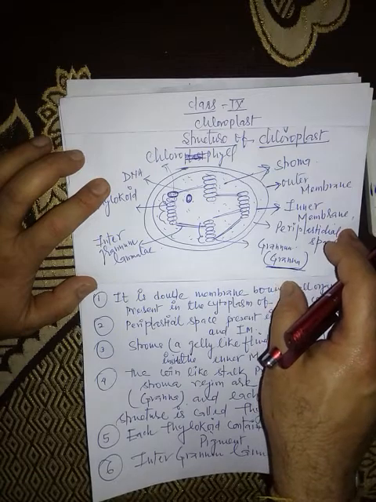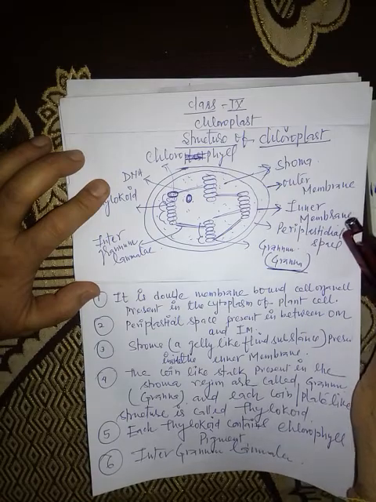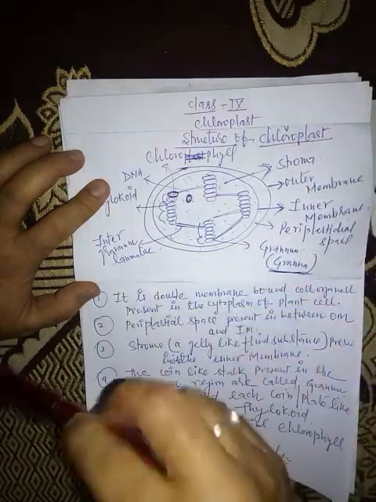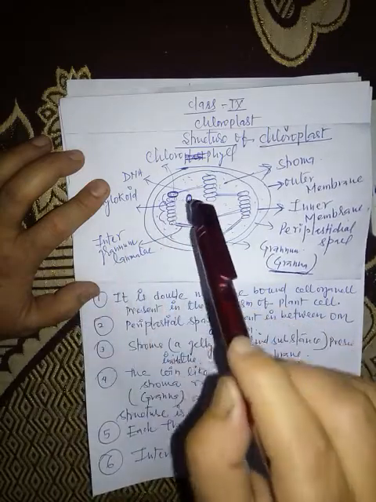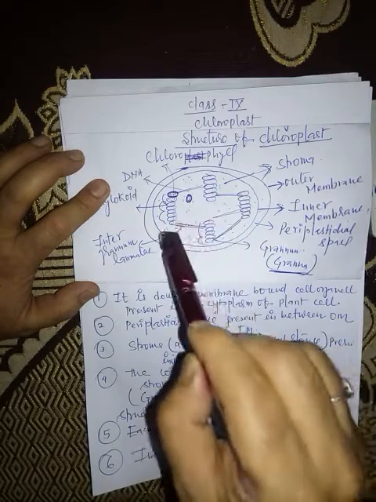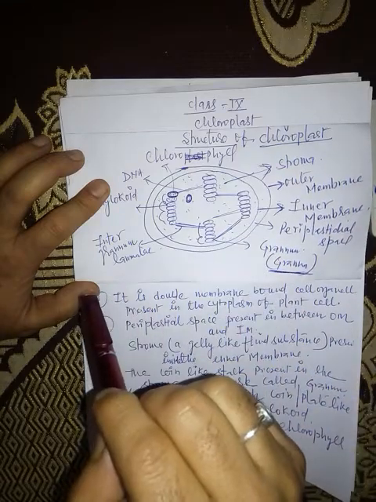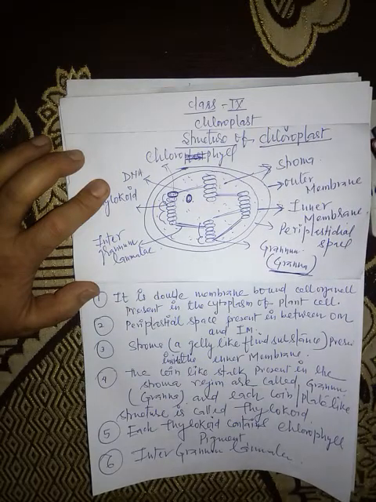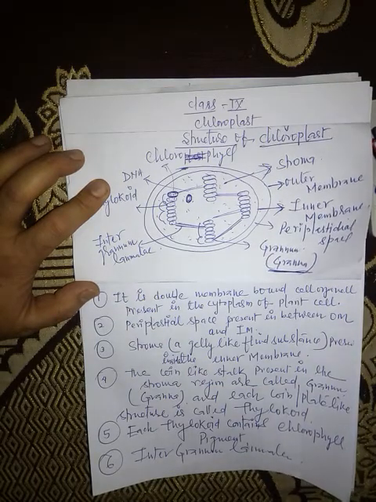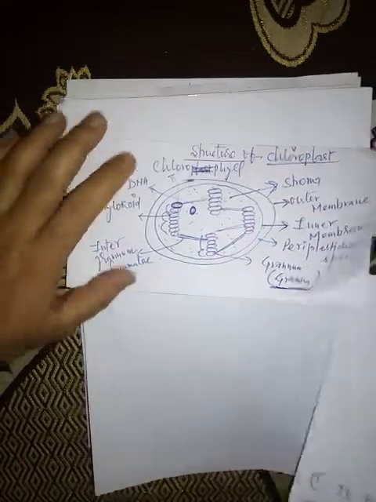It means chloroplast can increase their number by itself due to the presence of this DNA. Due to this reason, chloroplast is called a semi-autonomous body. Why? Because they can increase their numbers due to the presence of this DNA.